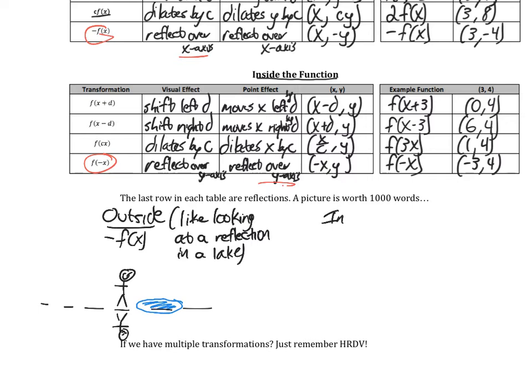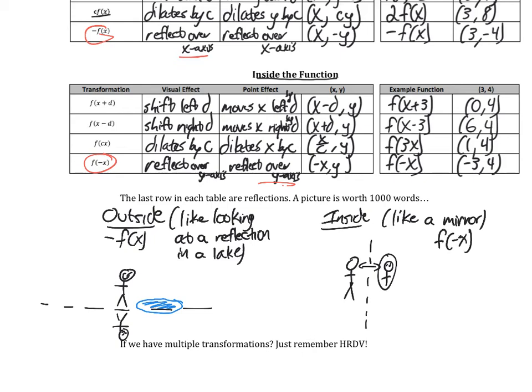If you're inside, what's a common thing you look at inside to see your reflection? It's like a mirror, right? So if you're standing here and you've got a mirror on the wall, your reflection is a vertical reflection, right? It's like you're reflecting over the y-axis in this case. That's if it's inside. It may help you, it may not. Some kids like it, some don't.